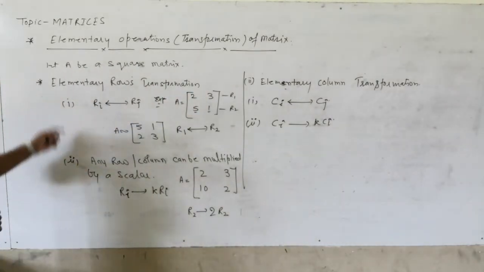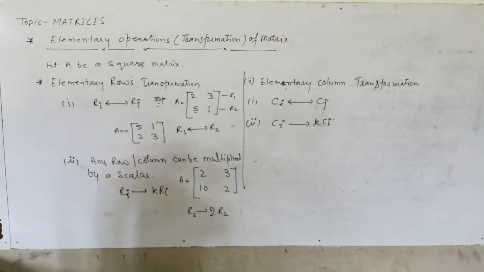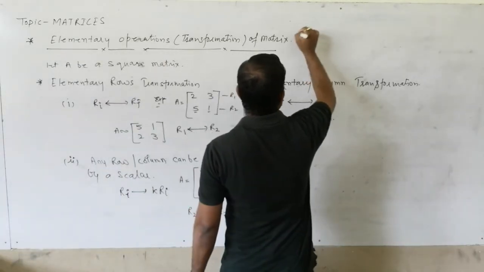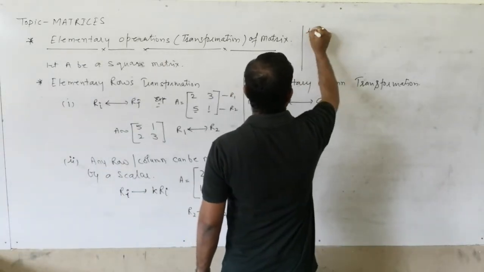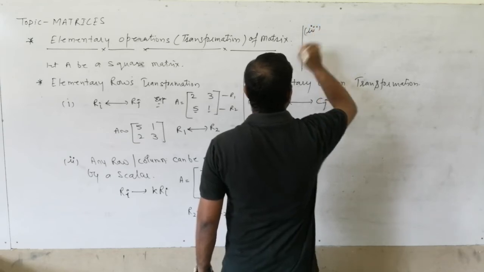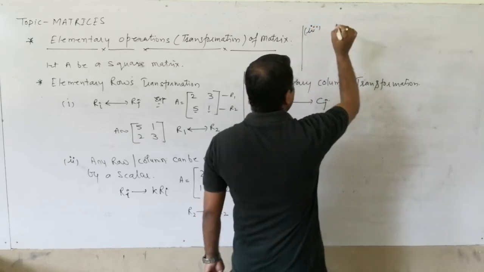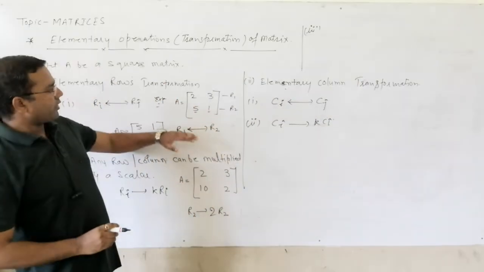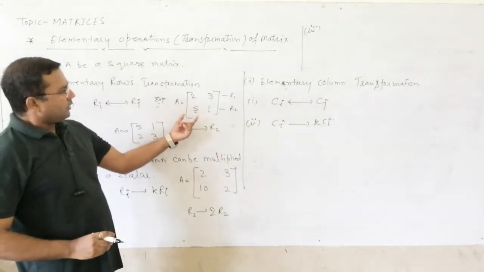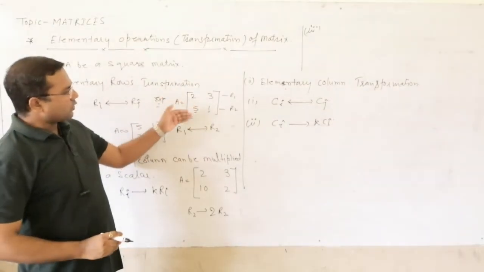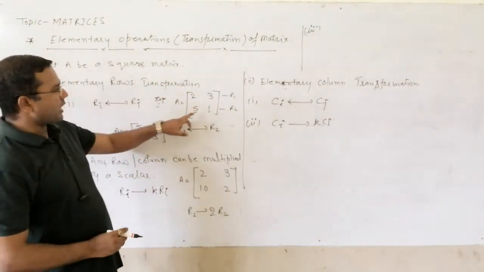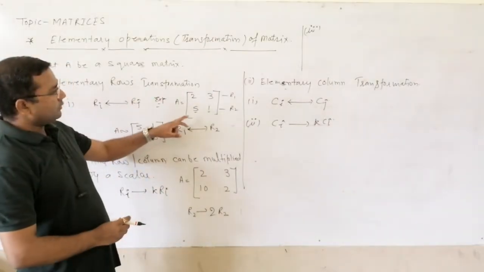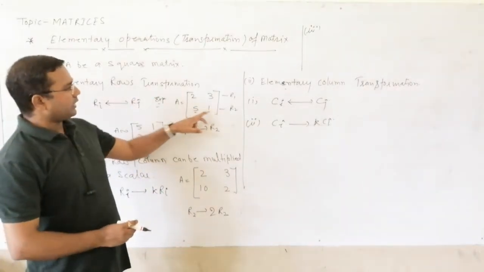One more operation related to the row or column that I am writing here. This operation is number 3. See what we can do. If there is any matrix given, what can we do? We can add to a row or a column. Suppose R2 I want to add in R1 by multiplying some scalar in R2.